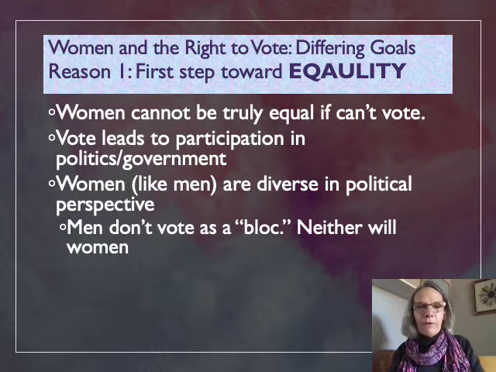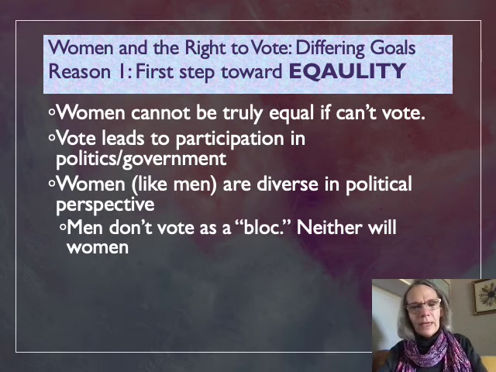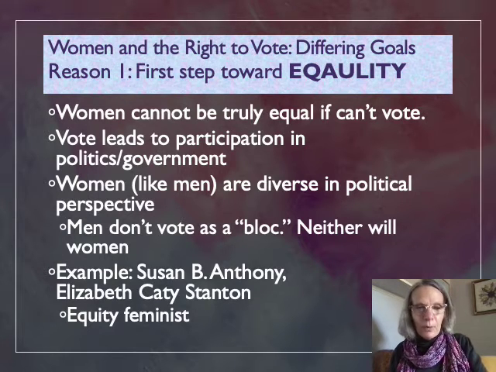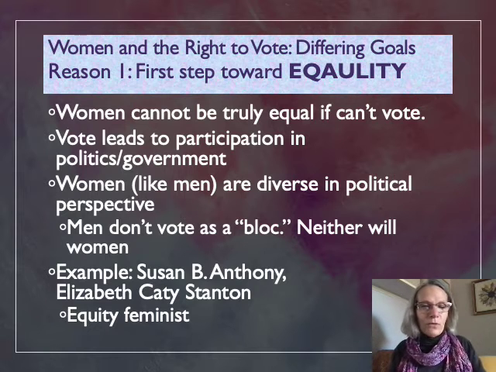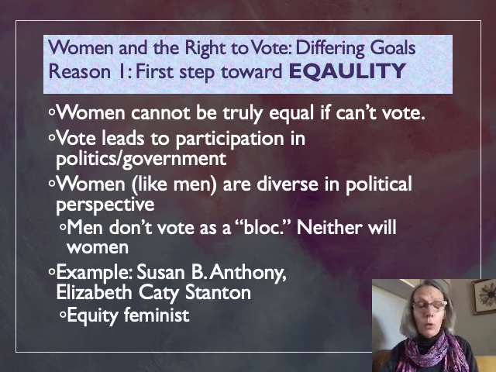That if you give women the right to vote, it doesn't mean that all women are going to vote the same way, right? It's just having more voters allowed in the decision-making process. And as in any democracy, anybody who is a citizen should have the right to vote. So they basically said that women are equal to men, and they're equal in terms of the diversity of political perspectives that they have. Good examples of women who fall in the equality argument camp are the equity feminists Susan B. Anthony and Elizabeth Cady Stanton. They argued for the right to vote because they saw it as a pathway to full political equality and social equality, for that matter, as well.